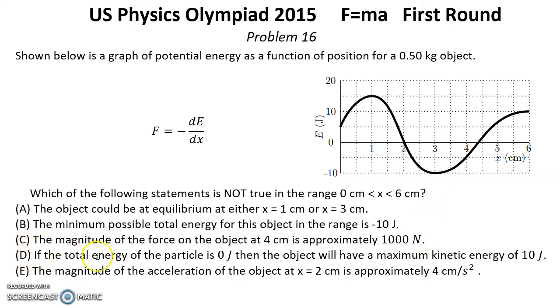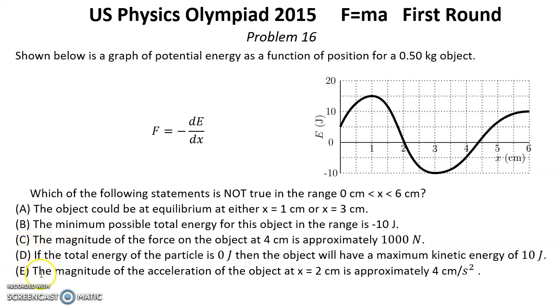D. If the total energy of the particle is 0 joules, then the object will have a maximum kinetic energy of 10 joules. That's true. If we have total energy at the 0 level, we have the maximum possible kinetic energy at point 3, where we have minimum potential energy, negative 10. So the kinetic energy will be 10 joules, which is correct, means that D is not good.